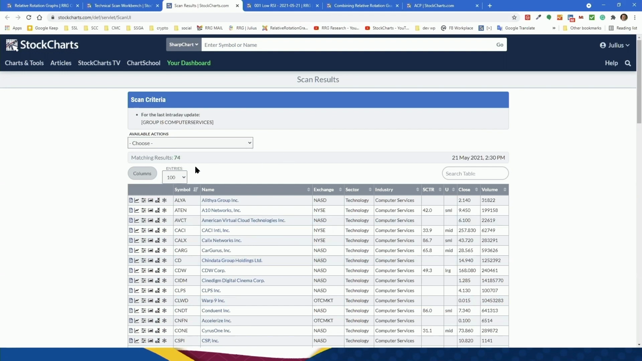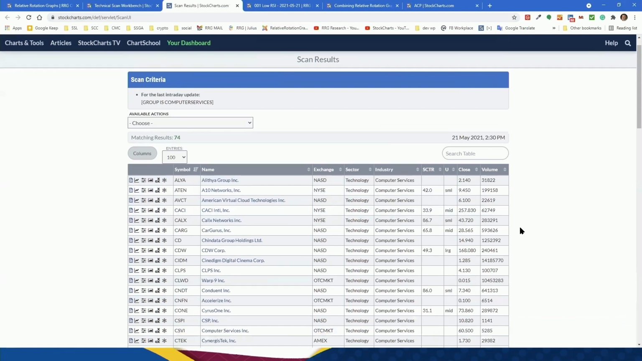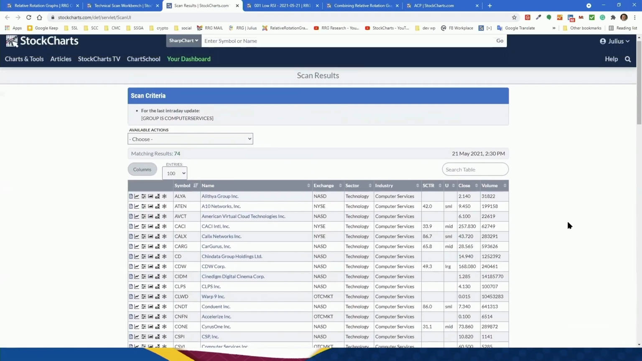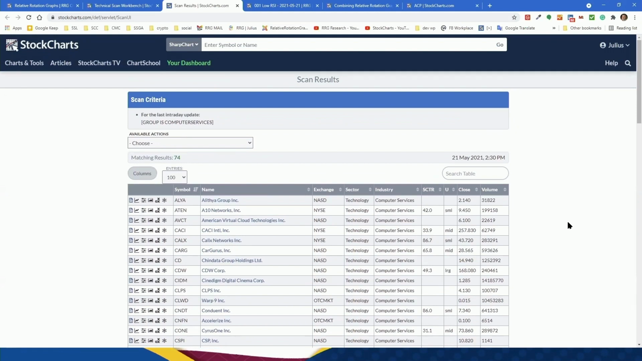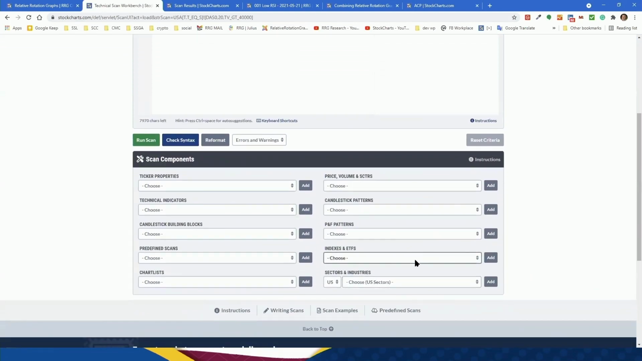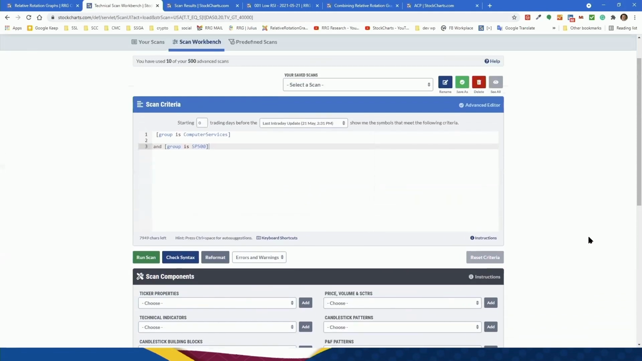That's 74 stocks. Now that's a problem for me because the maximum of plots on the RRG is 50. It's hard-coded to 50 stocks on one RRG. But I also see that this includes small cap stocks, mid cap stocks, unclassified stocks. So I now want to fine-tune this list to include only the computer services stocks that are inside the S&P 500. So I'm going to add the requirement that the stock is a member of the S&P 500.